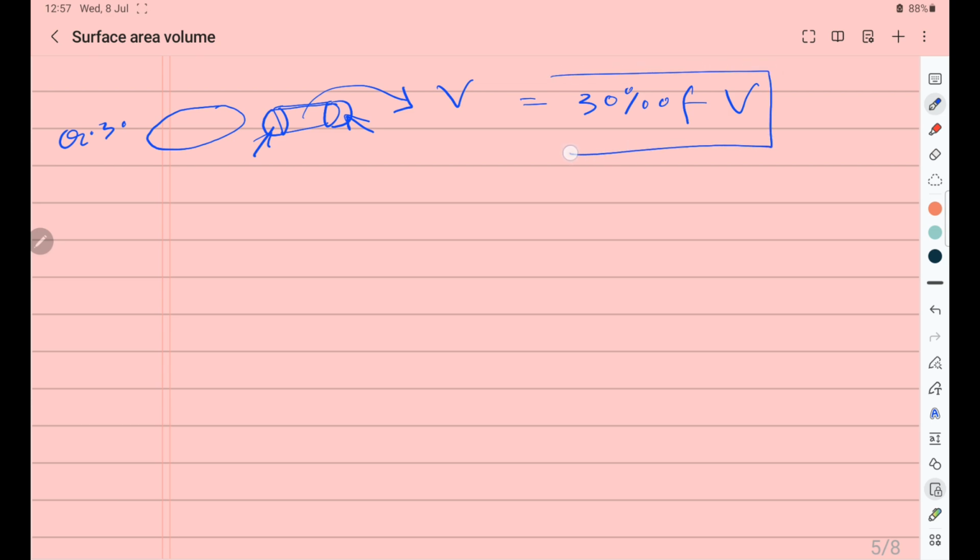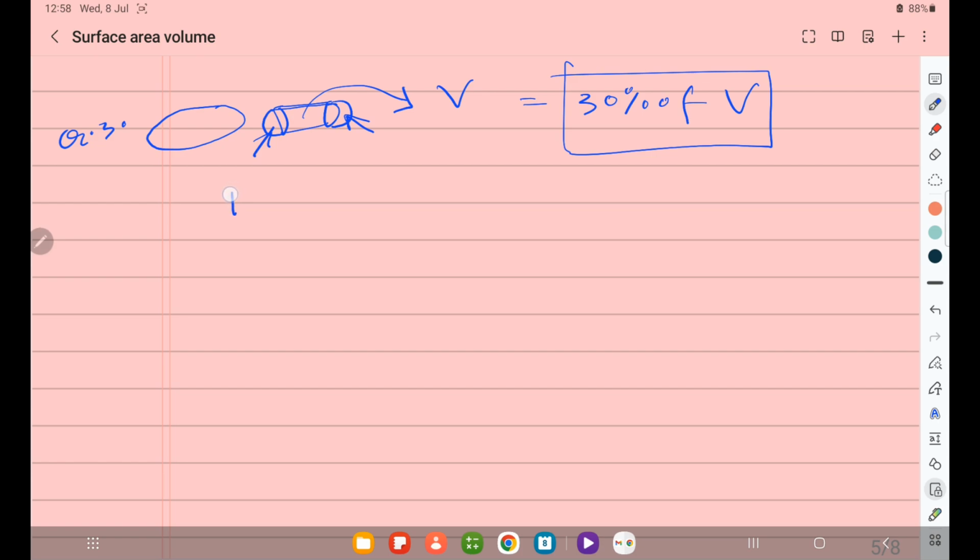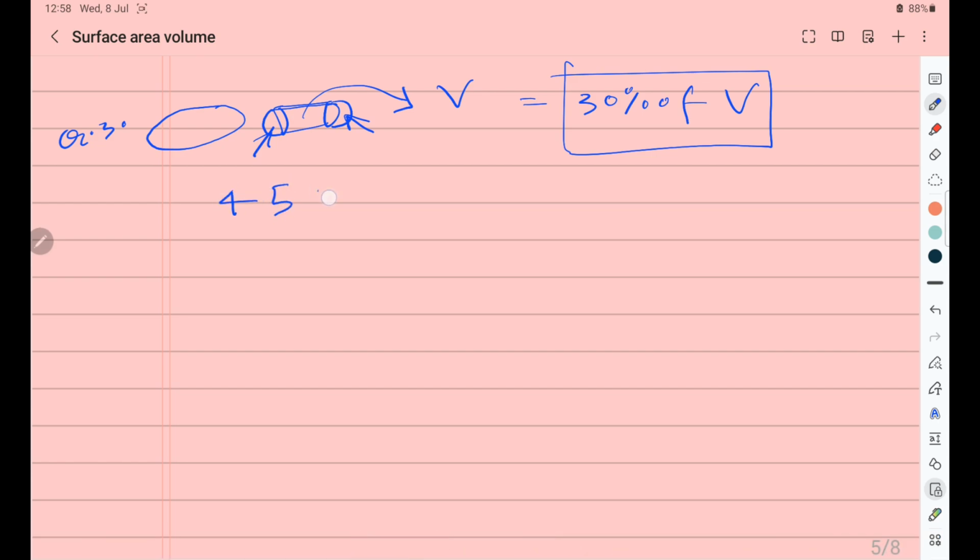Okay, and it is for one gulab jamun, for all the gulab jamuns. Find approximately how much syrup would be found in 45 gulab jamuns. Okay, so we have a total volume of 45 gulab jamuns.